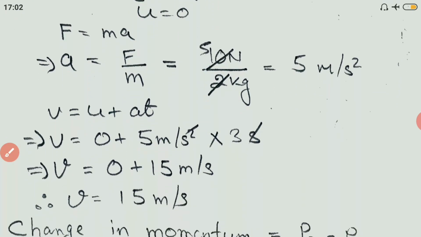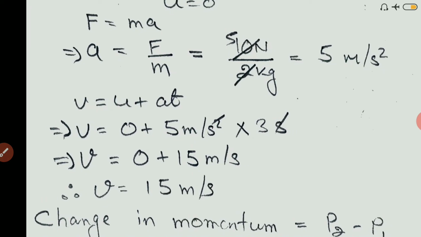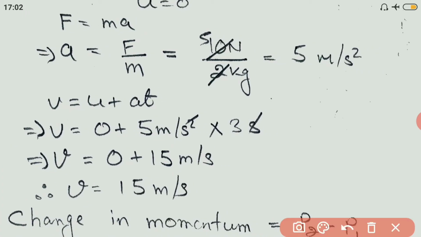V equals u plus at. This is number 1. Using this formula, u is 0, a is 5 meter per second square, just now we calculated here, and time given to us was 3 seconds. So I have written 3 seconds. This second and this second get cancelled, and hence I am getting V equals 0 plus 15. That 5 into 3 is 15, and I am getting V as 15 meter per second. So this is the first part.